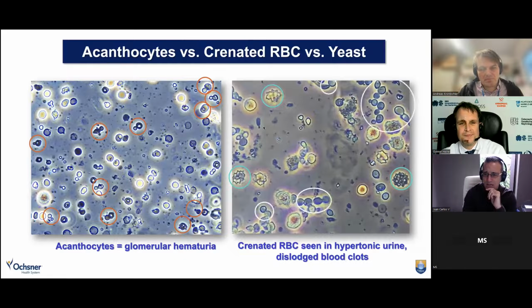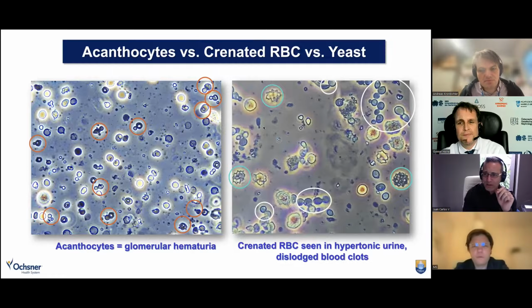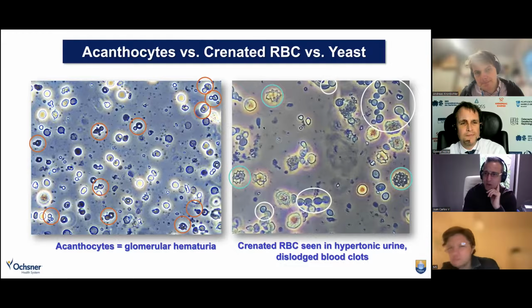And you also have some budding yeast, where what is typical in budding yeast is that the protrusions are large. Sometimes they have an oval shape, and there is not a hole in the middle of the yeast. RBCs, you can see on the left, a true acanthocyte is like a ring form with a hole in the middle and a protrusion. The hole in the middle is not seen in budding yeast.